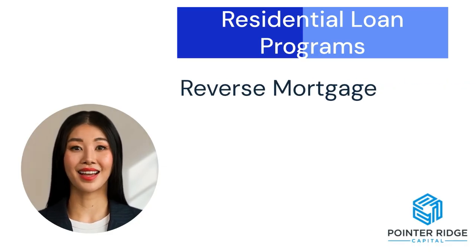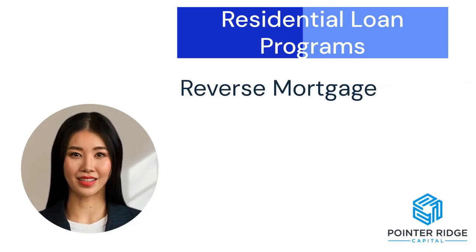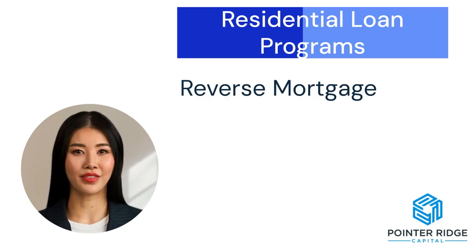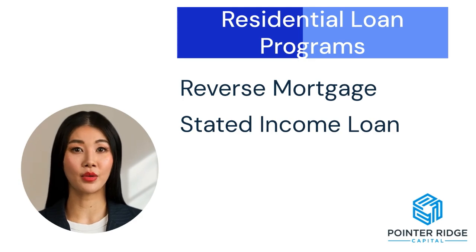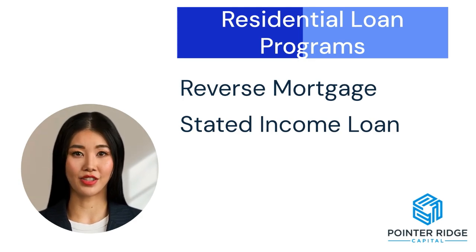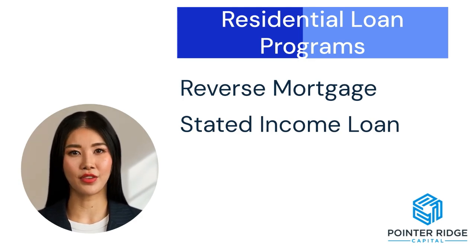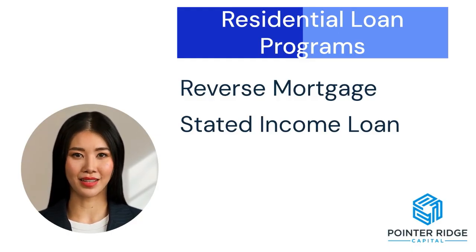Reverse mortgage. A loan that allows homeowners aged 62 or older to convert part of their home equity into cash without selling the property. Stated income loan. A loan where the borrower declares their income without providing traditional documentation, often used by self-employed individuals or those with irregular income. Not many lenders allow this, but Lormax does.